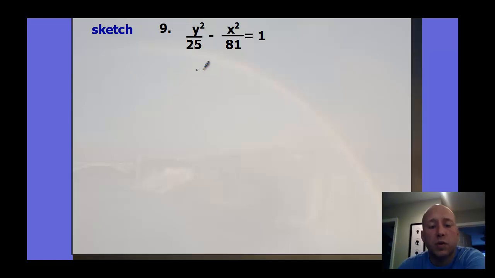So let's sketch this one. The first thing to notice here is that the h, k center is going to be 0, 0 because there's no plus or minus for either the x or the y. And I also know that it's going to be vertical. It's vertical because the y is part of the positive fraction. So y is positive.